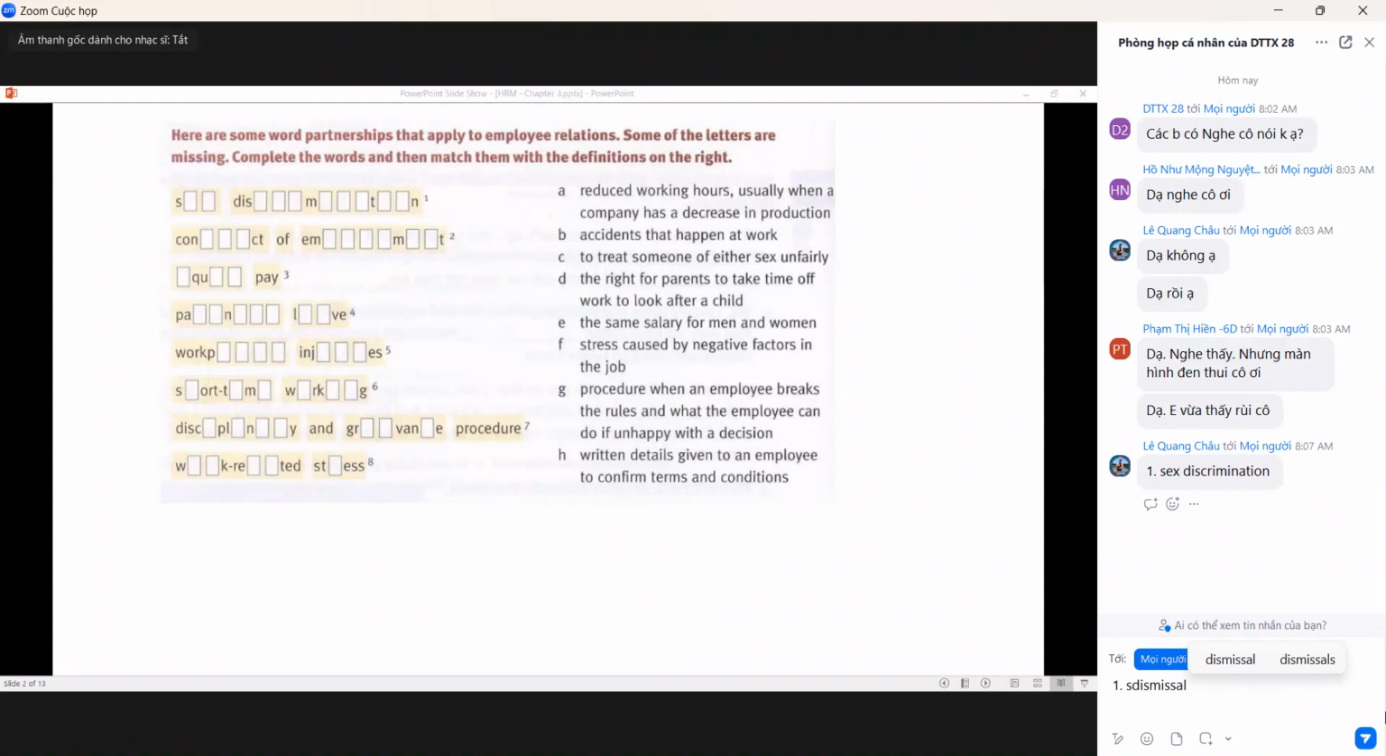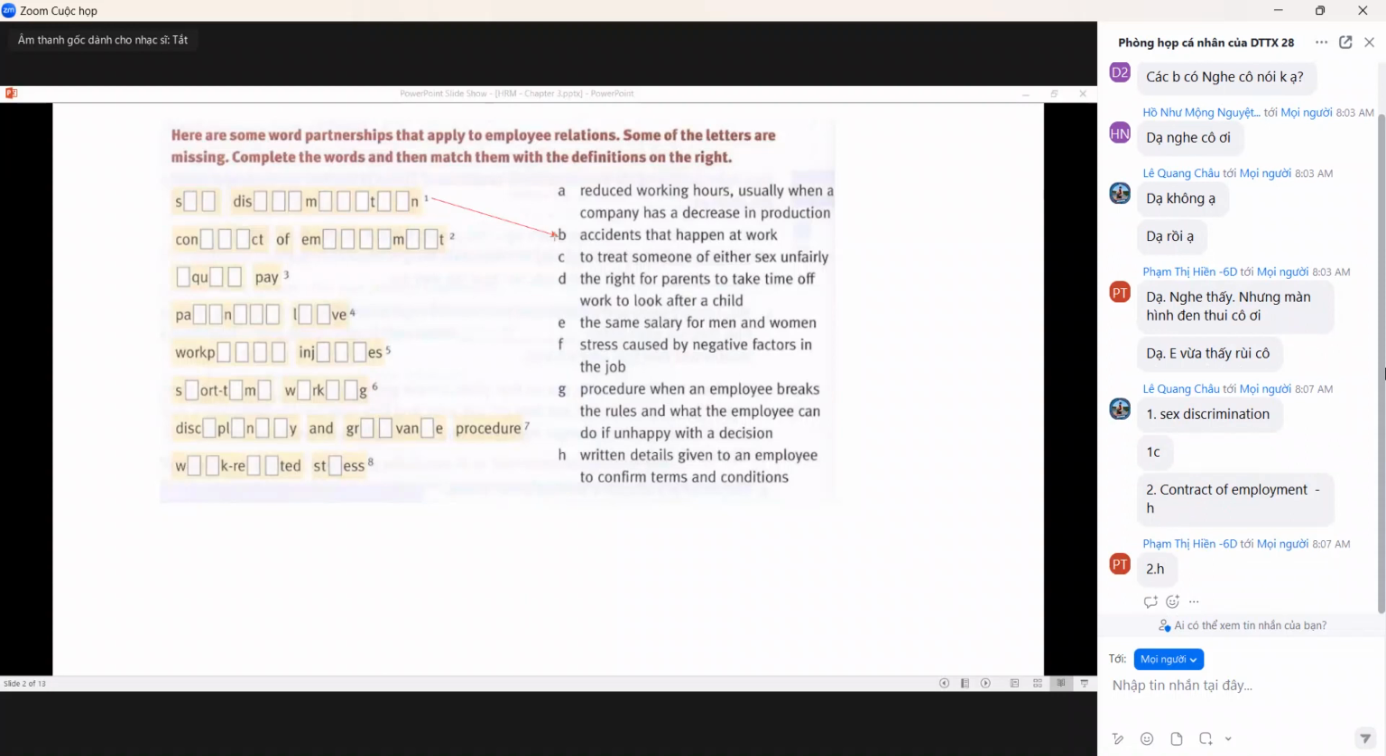Number 1, sex discrimination. Yeah, that's good. Number 1, okay. How about number 2? One C? To treat someone of either sex unfairly. Yeah, thank you. Correct. 1C, sex discrimination, sự phân biệt giới tính.